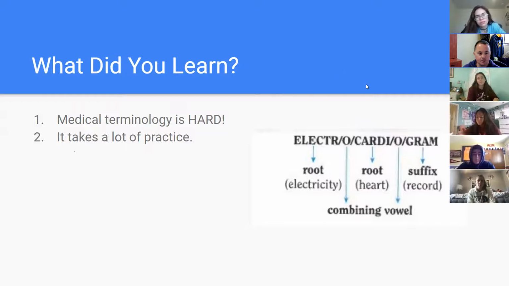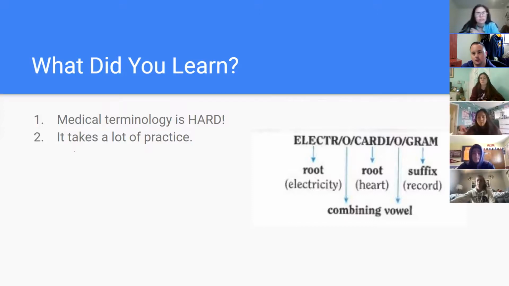Okay. So what you have here in your example is a root word. What is a root word? Who can give me the definition of a root? Go ahead and type it into the chat box for me. The foundation of a word. Perfect. So the root is the foundation of a word.